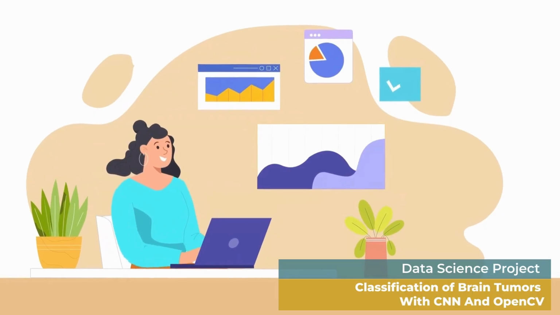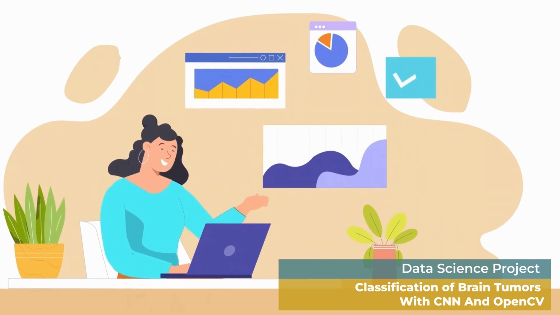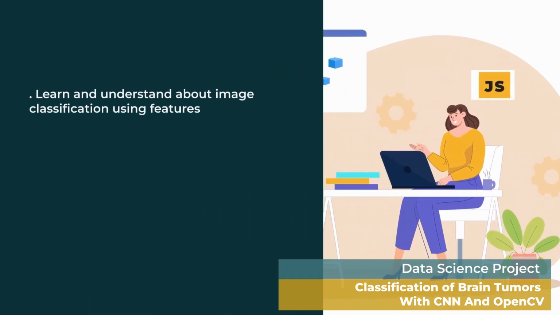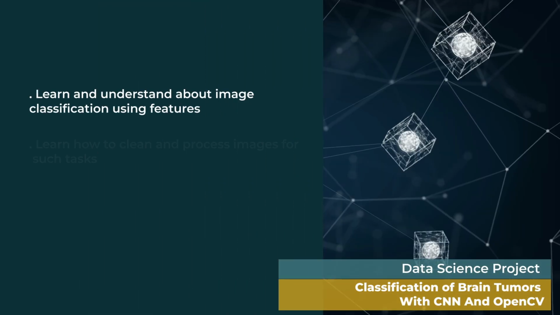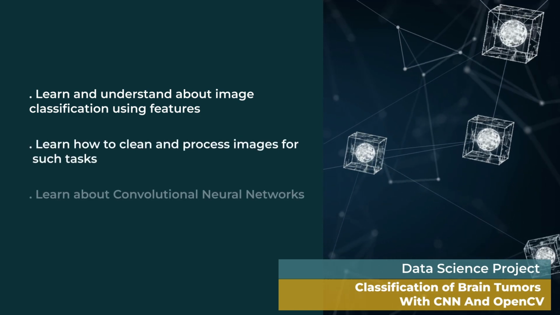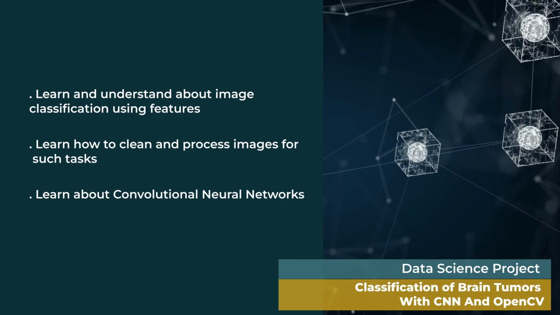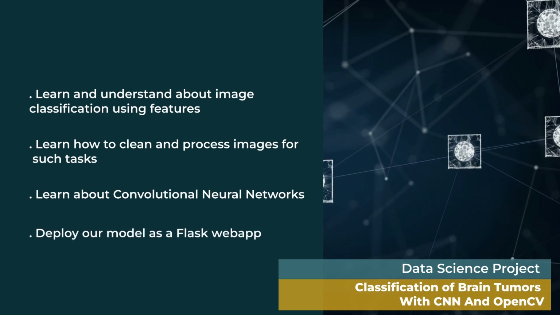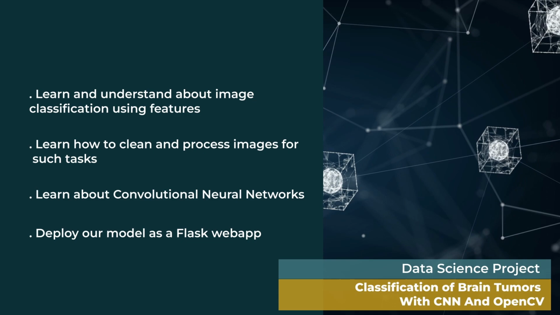So let us look at the learning outcomes of this project. We will learn and understand about image classification using features. We'll learn how to clean and process images for such tasks. We'll learn about convolutional neural networks. And finally, we'll deploy our model as a Flask web app.